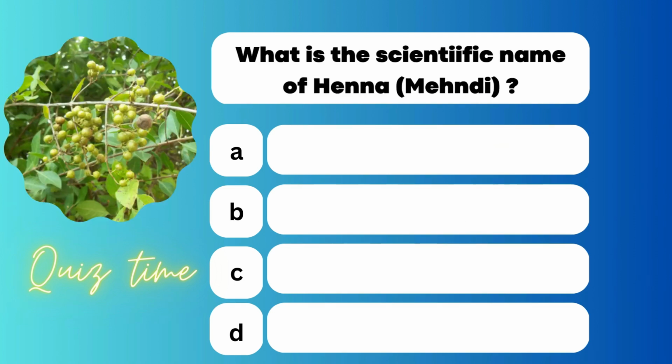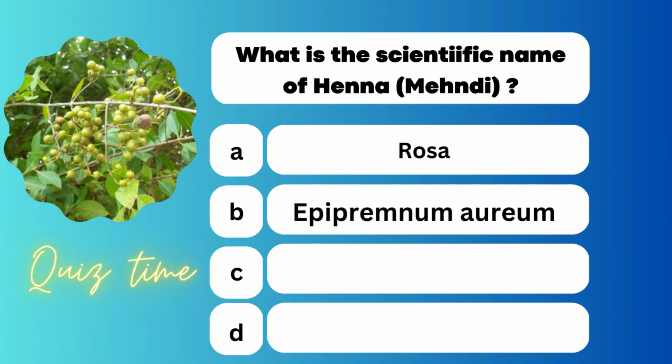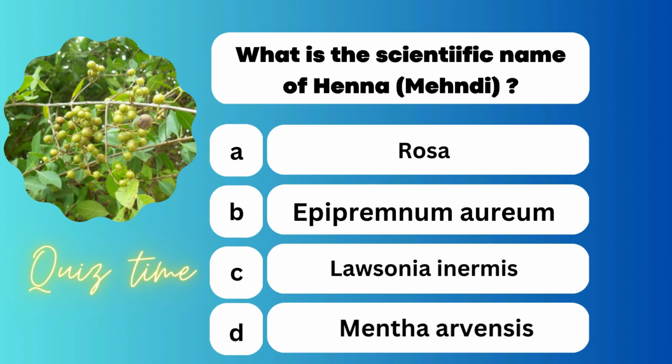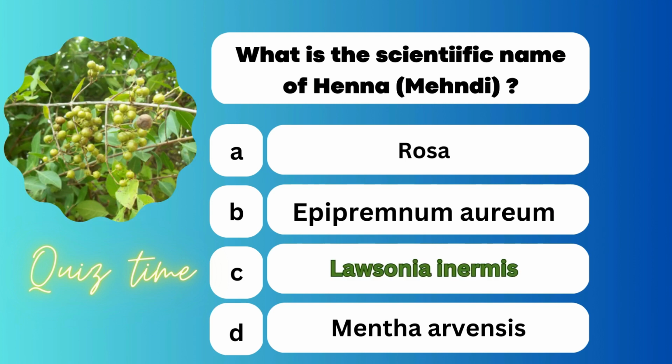What is the scientific name of henna mendi? A. Rosa. B. Epipremnum aureum. C. Lawsonia inermis. D. Mentha arvensis. The answer is C. Lawsonia inermis.